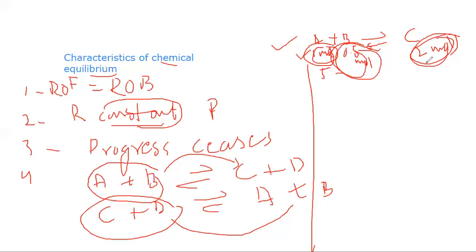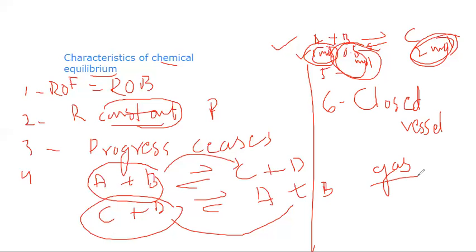These are the basic characteristics. There are two more characteristics of chemical equilibrium. The sixth one is that chemical equilibrium is attained in a closed vessel. Closed vessel is very important. If you are doing a reaction in an open vessel, as you know, in some reactions gas is produced. If the gas is produced and the vessel is open, then the gas will be released. So you cannot attain equilibrium in that type of reaction. So it is very important that the reaction takes place in a closed vessel.